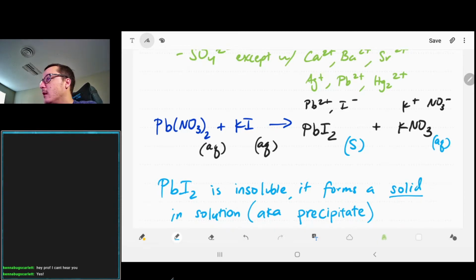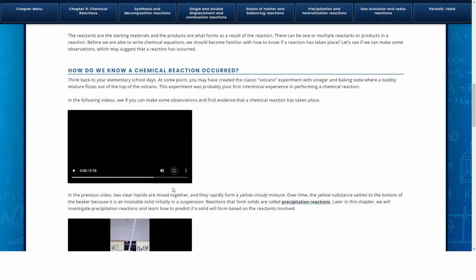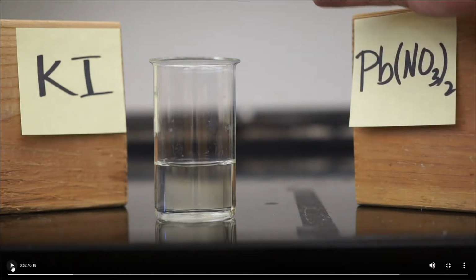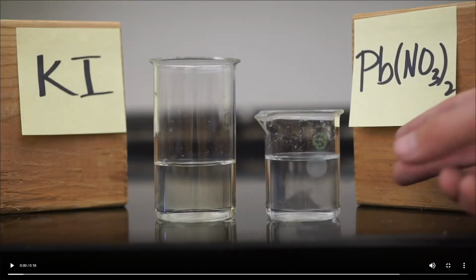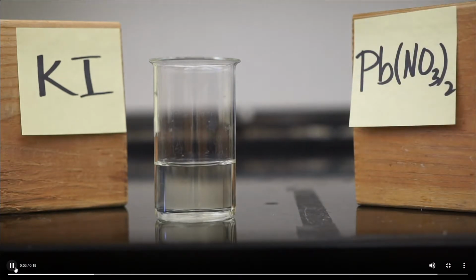And I have a video of this. We've actually seen this video, I think, maybe in this class. Let's take a look at this particular reaction. So we have our two aqueous components here. You can see they're, again, happy two aqueous reactants. They're both dissolved in water. In they go. We're going to add them together.